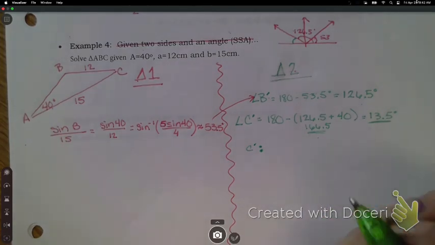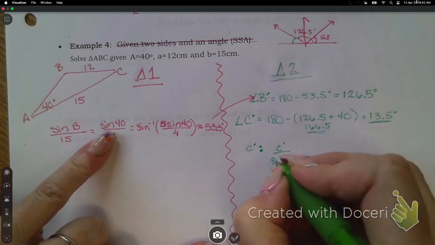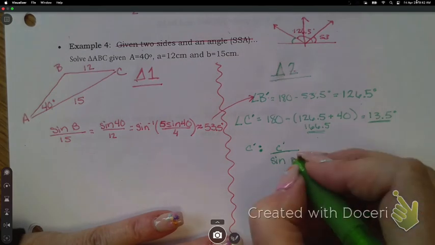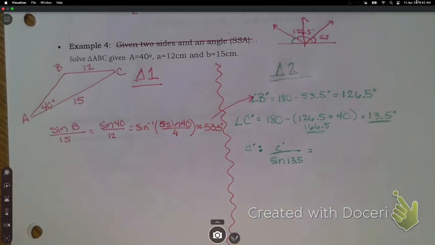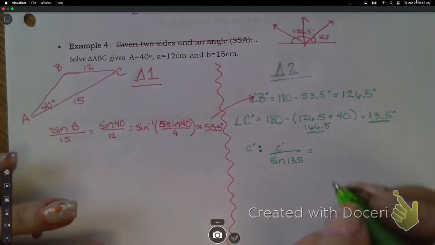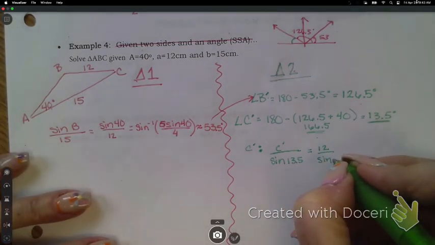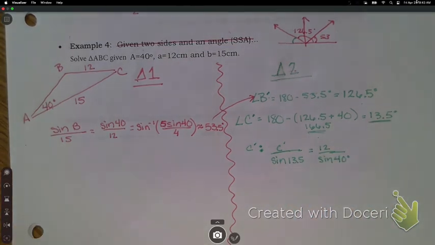So now I'm going to put C prime over sine of what? 13.5. Now here's where it is important to use only what you're given. What does my other ratio have to be? 40 and sine of 40. 12 over sine of 40. Now I know some of you are looking at me going, why does she have to tell me this? Because I do. Because some people are not going to.